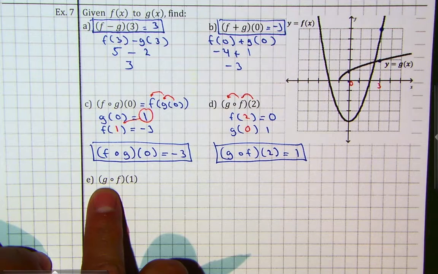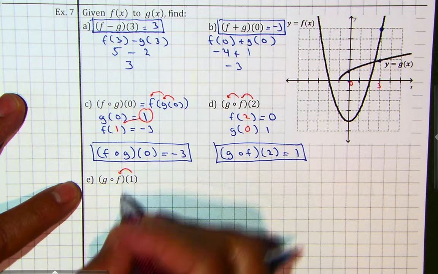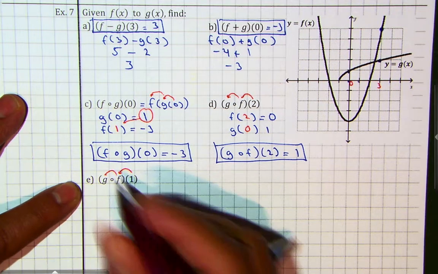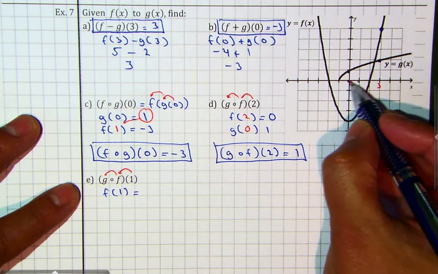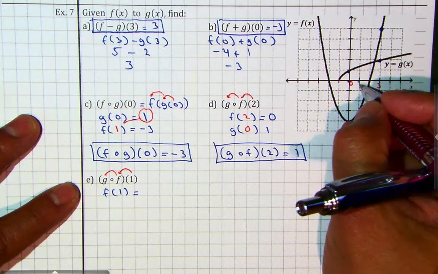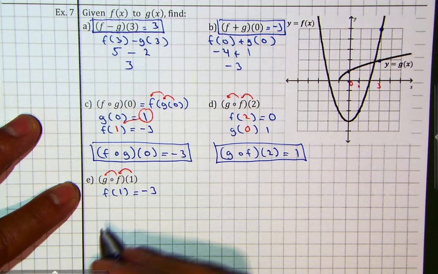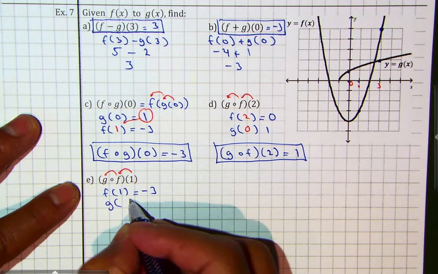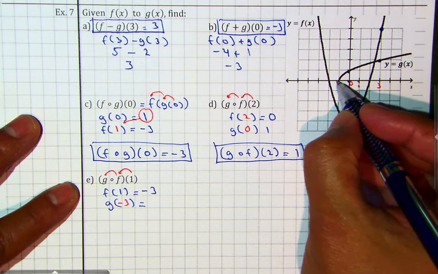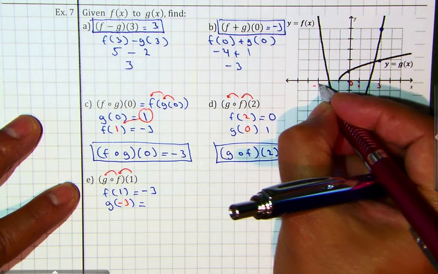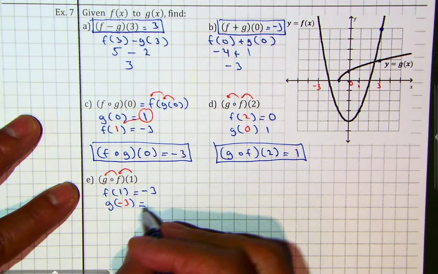And letter E. You're going to plug in the 1 inside the f, and then you're going to plug inside the g. First, f of 1. Plug in a 1 inside the f function. F function is a parabola, so therefore that gives you this point here, which is negative 3. Then you're going to plug inside the g, so g of negative 3. Negative 1, negative 2, negative 3 is here. And notice that there's no graph in here for g. It stops here. So therefore, this is undefined.